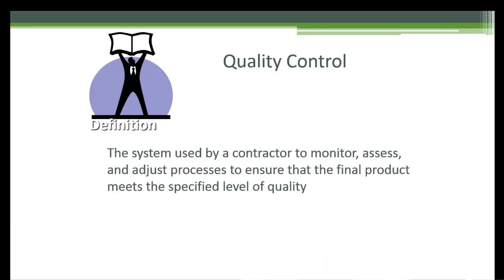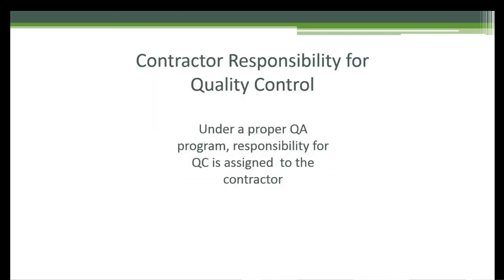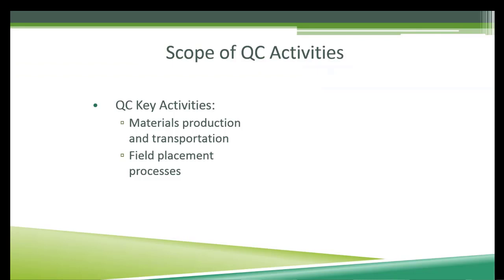Starting off with that first one, quality control is just the system used by the contractor to monitor, assess, and adjust processes to ensure that the final product meets the level of quality. Under a proper quality assurance program, this is assigned to the contractor, and in the Dakotas it is. And this is very important because in our part of the world, and the way we do business with multiple different material sources, the contractor knows their plant, they know how they bid the job, they know what materials they're bidding the job with, so they need to manage their own quality control to come up with an acceptable end result product. Those key activities for quality control are in the materials production and transportation.